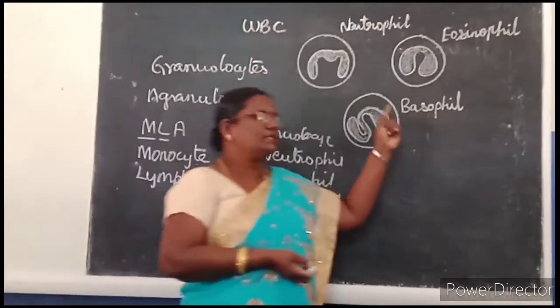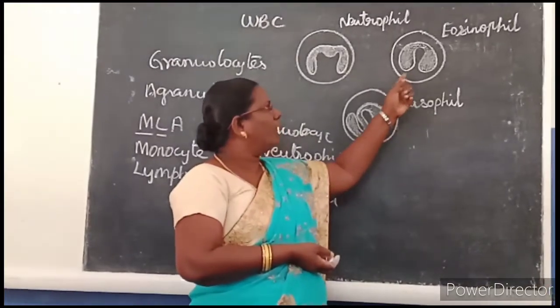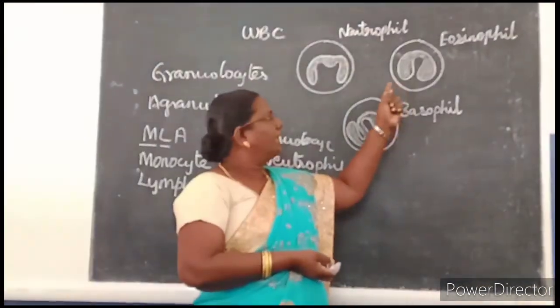The next one is the eosinophil. This eosinophil is also lobed, bilobed, joined by a delicate membrane. They are not phagocytic.